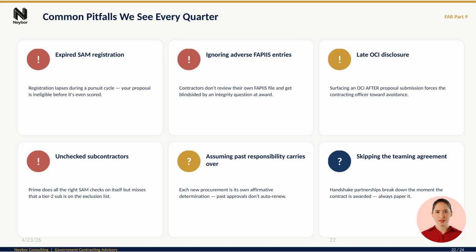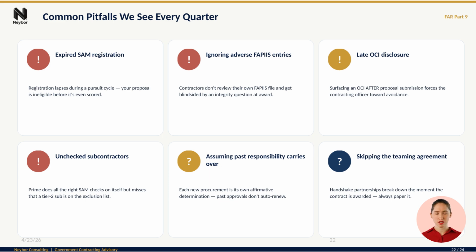Here are the 6 pitfalls we see most often in our client work. First, expired SAM registration. SAM requires annual re-registration, and the renewal cycle never coincides with your pursuit calendar. A proposal submitted with a lapsed registration is ineligible. Full stop. Second, ignoring adverse FAPIS entries. Contractors almost never read their own FAPIS file until an agency flags something, and by then it's too late. Pull yours every quarter.